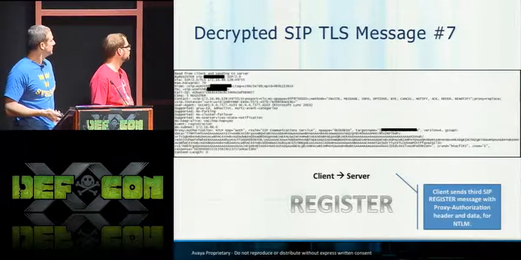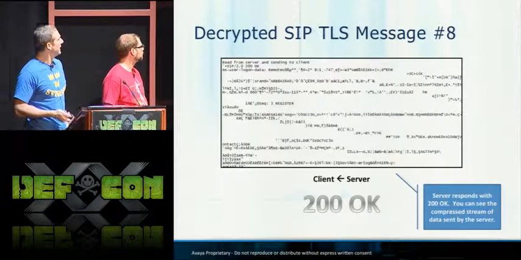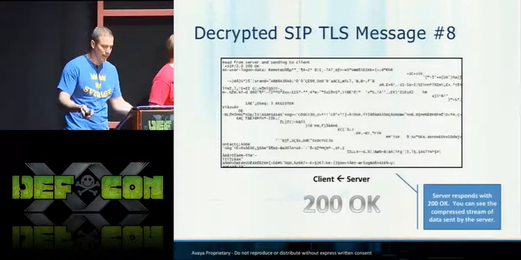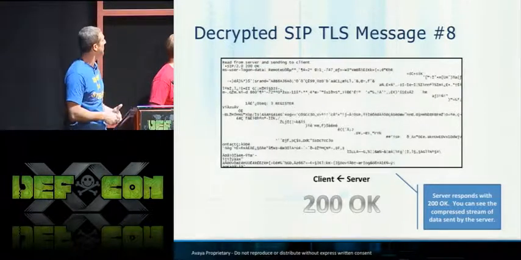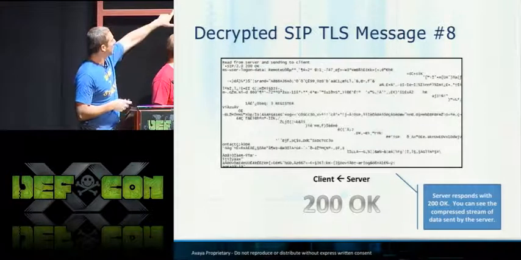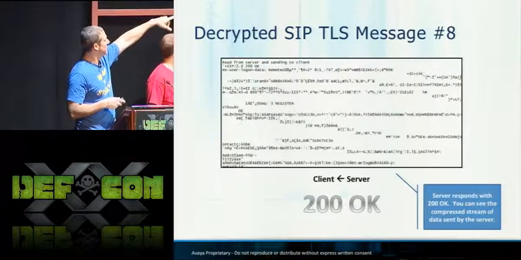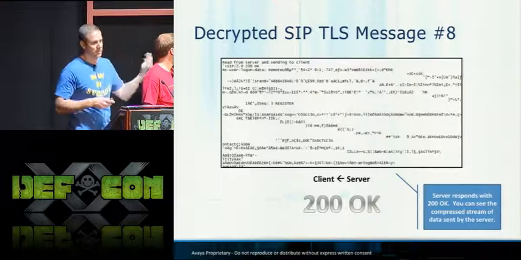Cool. So then we get the message number 8, the 200 OK, and there we go. We've seen the whole flow. It's pretty cool. We get the 200 OK at the top. You can see SIP 200 OK, message read from the server and sending to client, and then the rest of that is the compressed data.